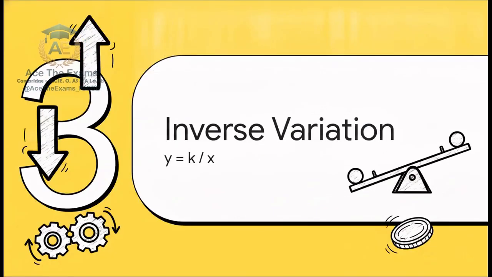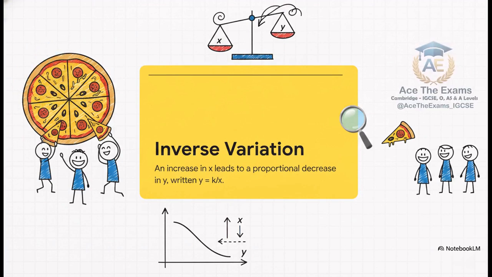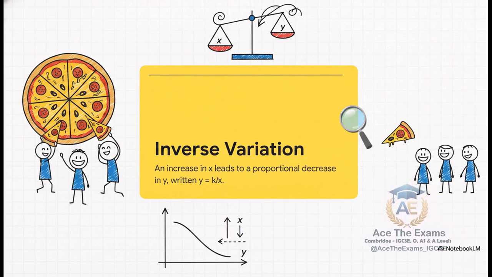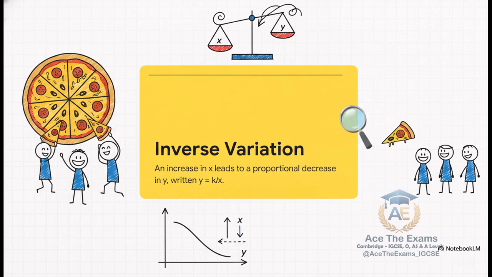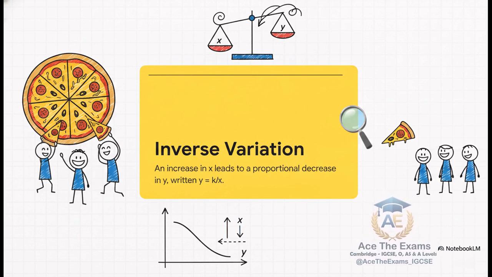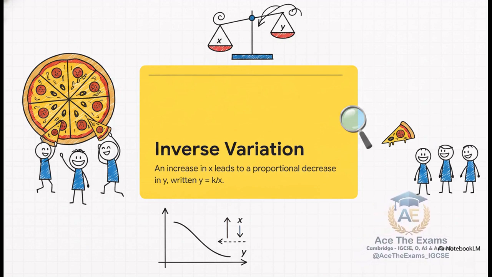Section 3. Inverse variation. What happens when the variables fight against each other? This brings us to inverse variation, where an increase in x leads to a proportional decrease in y. Think of it as sharing a limited resource. Mathematically, we write this as y is proportional to 1 over x, meaning the equation becomes y equals k divided by x. This is the surgical instrument you need for any question involving rates, speeds, or shared workloads.